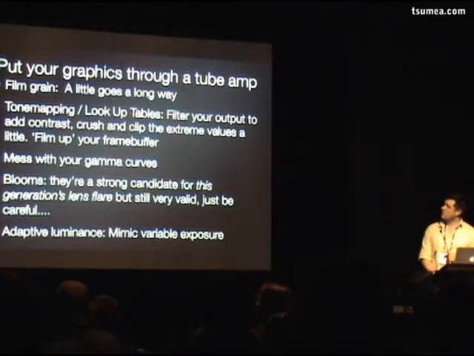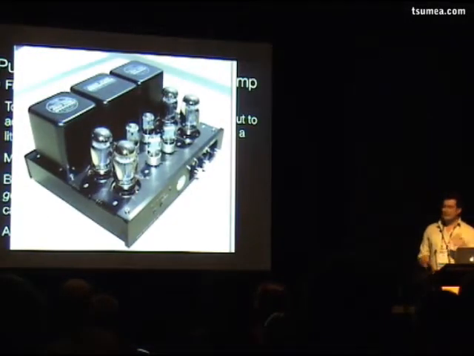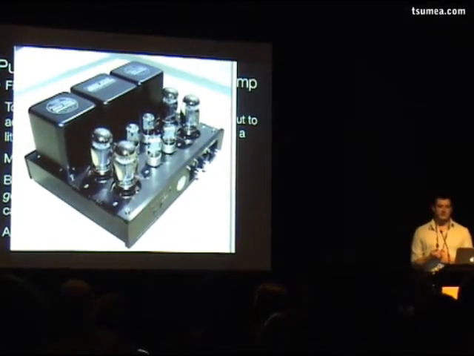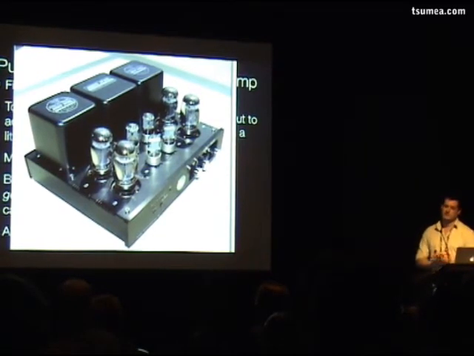So the way I think of it is you take your graphics and your frame buffer and you put it through a tube amp. Tube amps sound nice. If any of you are into hi-fi, maybe you've listened to old school tube amps, and there's an analog warmth to it. It adds harmonic distortion, and it's actually not pure, but it sounds nice. So apply this philosophy to your frame buffer.